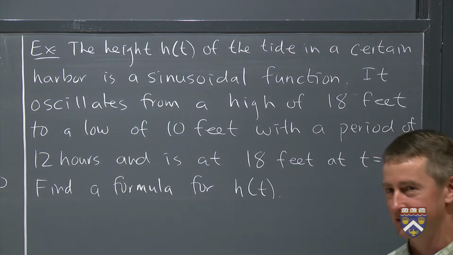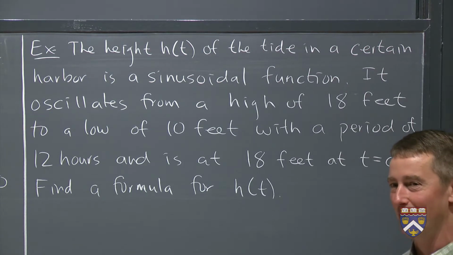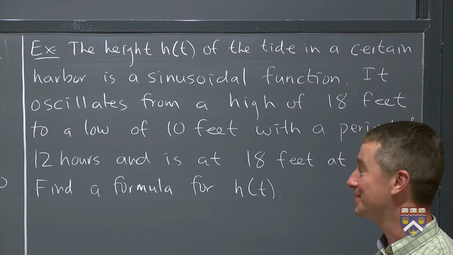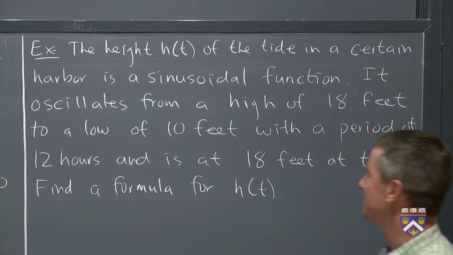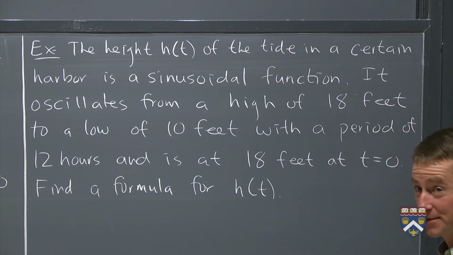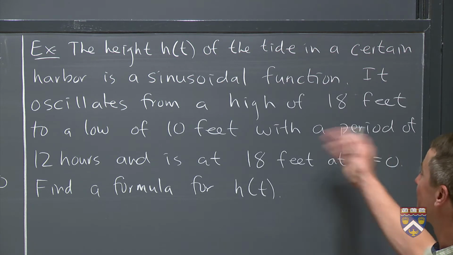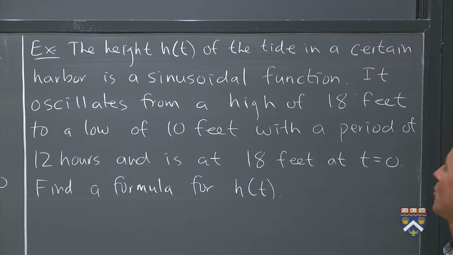And yes, mariners, I know that the tide does not really go in and out exactly twice a day. It should be more like 12.4 or something. We're going to choose 12 just to make it a little easier to work with the numbers. Or you can pretend that it's on a different planet. A period of 12 hours, and at time 0, we're at 18 feet.